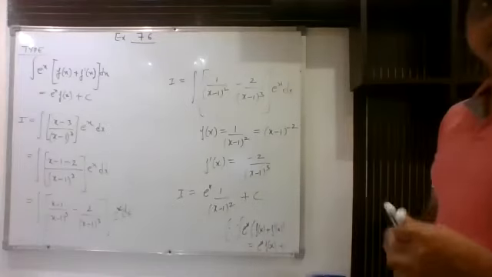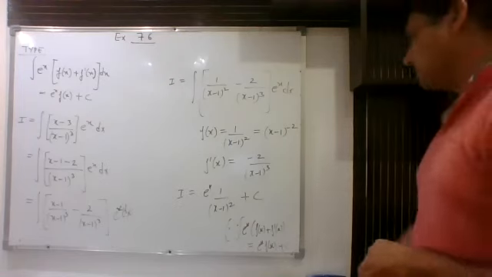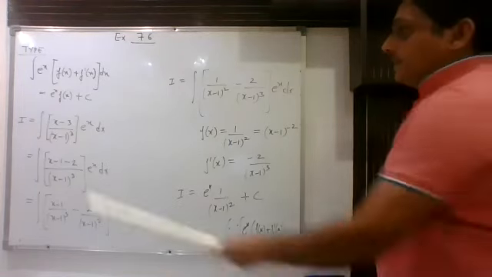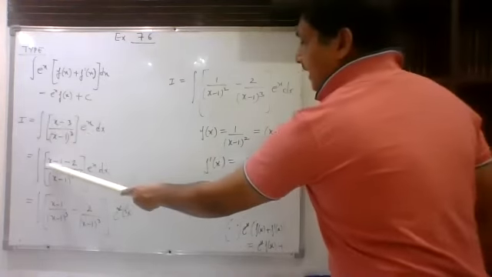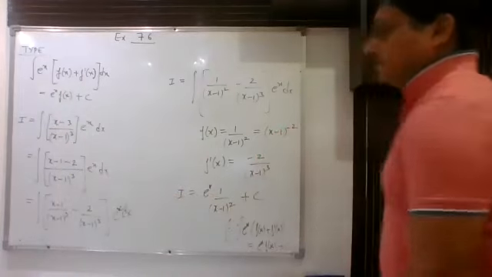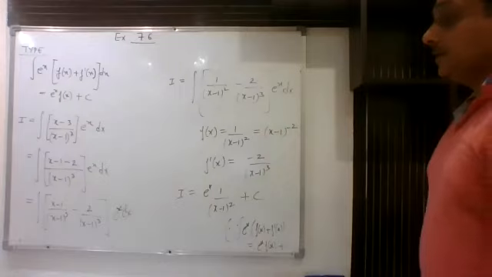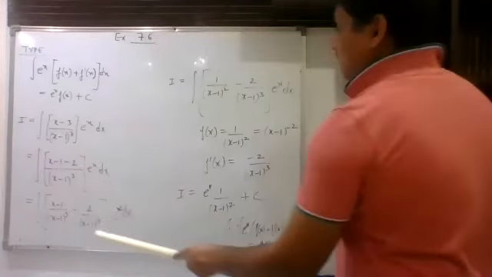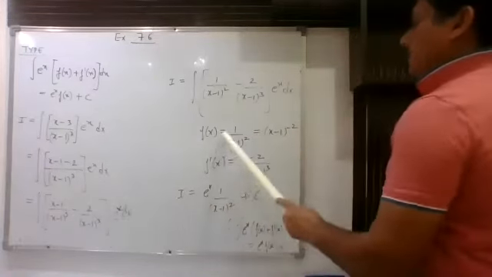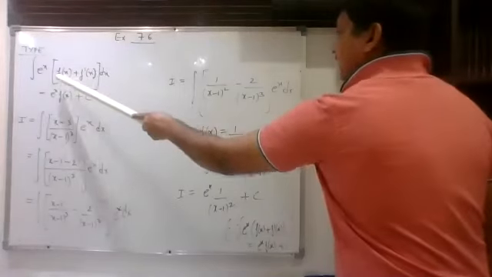So this is a complete reasoning for this question. The important step is that x − 3 can be written as (x − 1) − 2. This is the main crucial step. After that, we are splitting it, we are calculating, and we are converting this to e^x [f(x) + f'(x)].